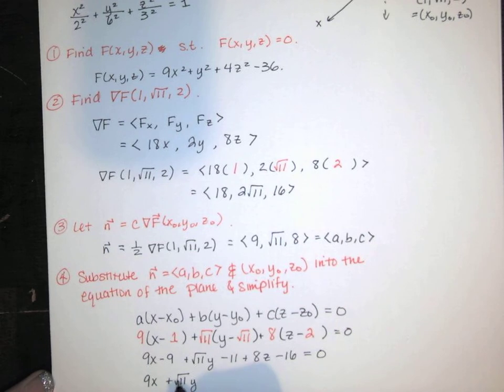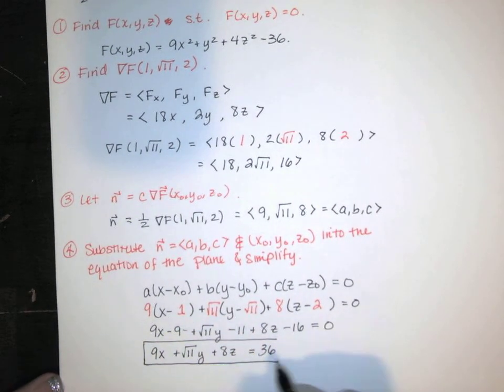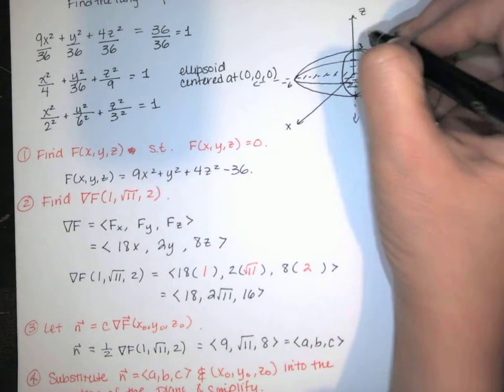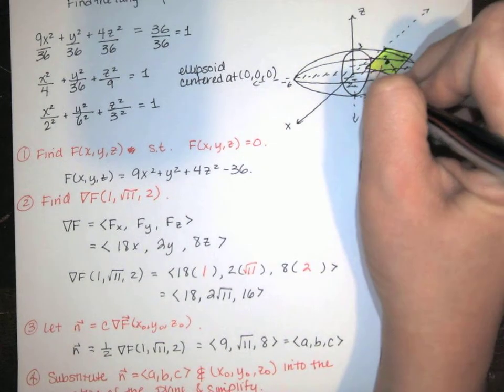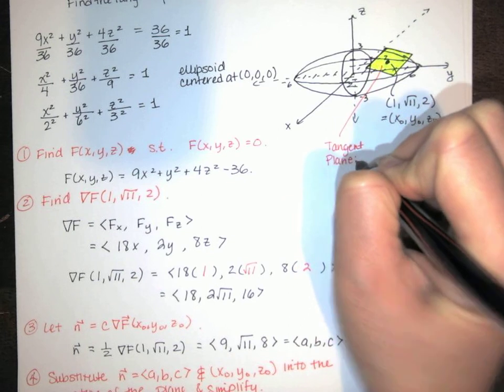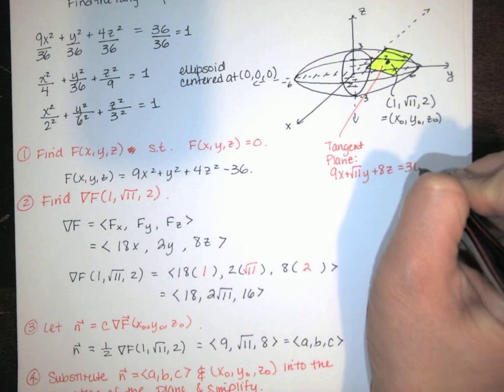So I've got Ax plus By plus Cz equals, and when I add those together, I get negative 36. I'm going to add them to the other side, so I have positive 36. Well, I'm adding them to both sides, and that's giving me a 36 on the right, technically. Okay. So that's the equation of my plane. That yellow plane over here has this equation, 9x plus square root of 11 times y plus 8z equals 36.